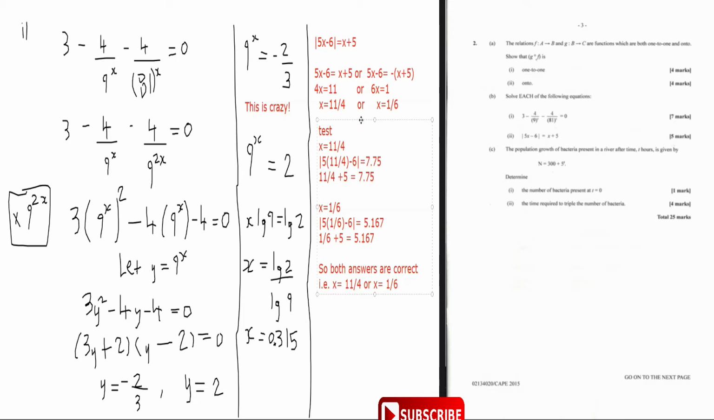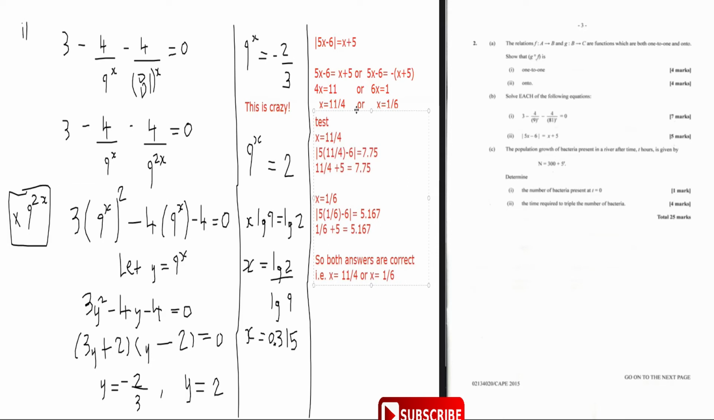Now, there's always an alternate method to doing these questions. You didn't have to go by this direct method. What you could have done is square both sides, which is the popular choice, to get 5x minus 6 all squared is equal to x plus 5 all squared. This is just the alternate method, which I wouldn't recommend. It's just wasting time. I recommend the first method.